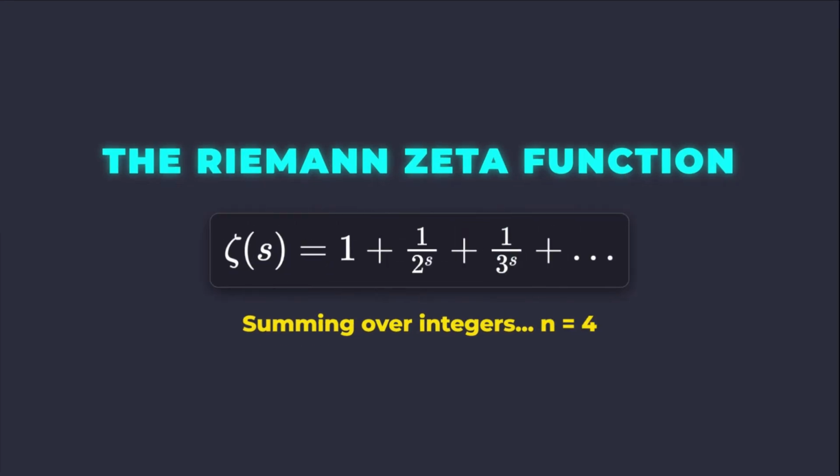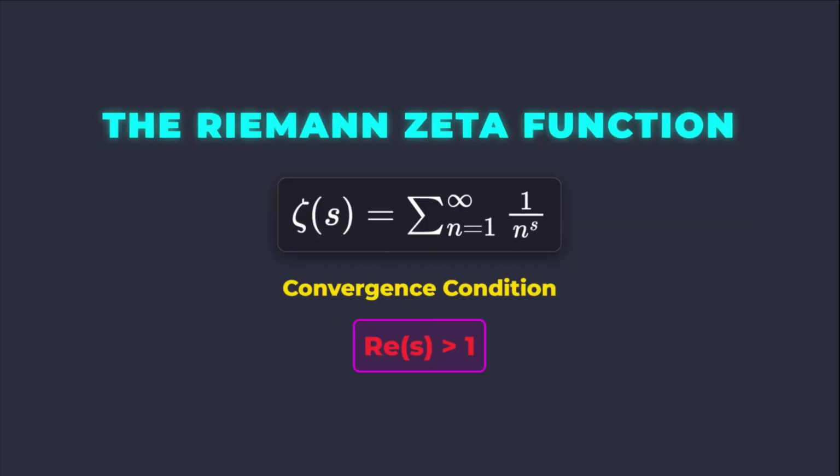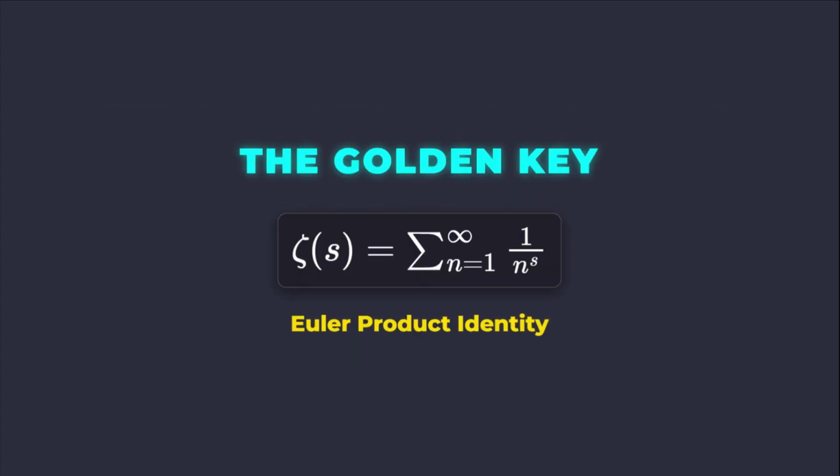The Riemann Zeta function, denoted zeta of s, is initially defined as the infinite sum of 1 divided by n raised to the power of s, where n ranges over all positive integers. This Dirichlet series converges only when the real part of the complex variable s is strictly greater than 1. Crucially, this sum possesses an equivalent representation known as the Euler product identity.